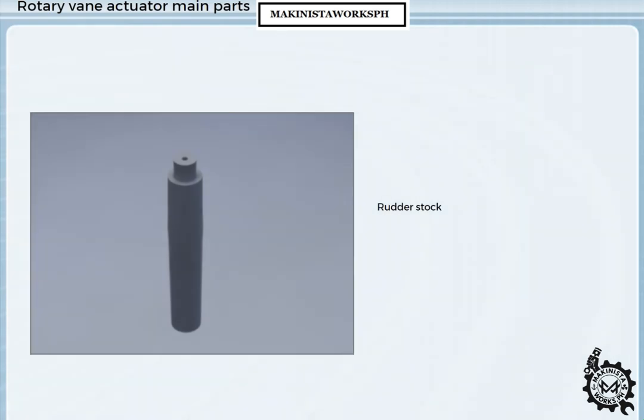Rudder stock. This is the connecting shaft between the rotor and the rudder.